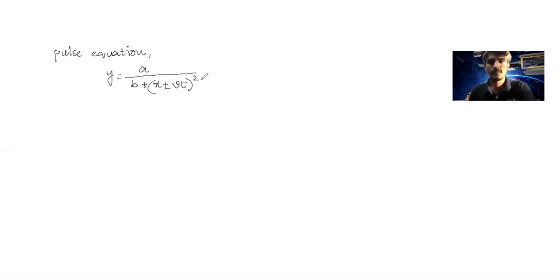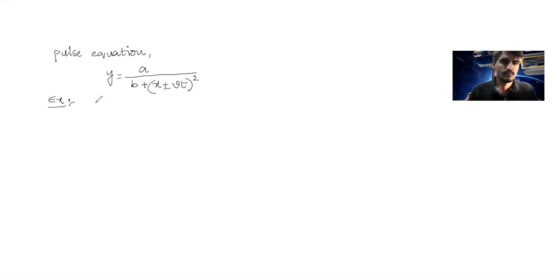See, if we take a graph between y and x, then definitely with this equation we will get a pulse. Okay, now in this, how can we say whether a pulse is going towards right or towards left, and with what velocity? How can we say that? I will tell you a small example problem.